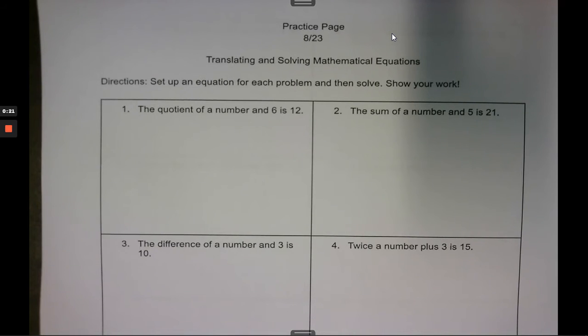Alright, so directions here are set up an equation for each problem and then solve. Okay, and make sure you show all your work.